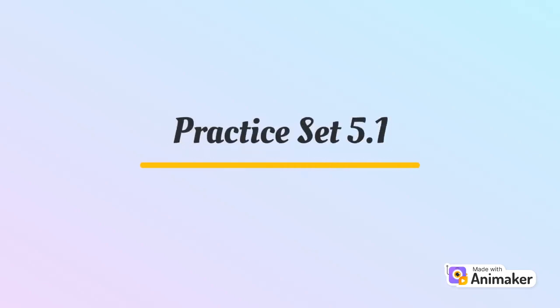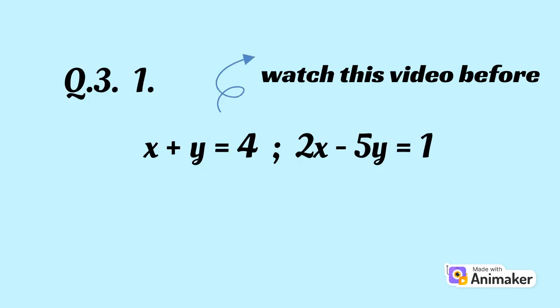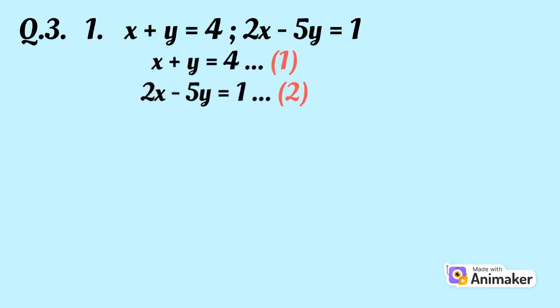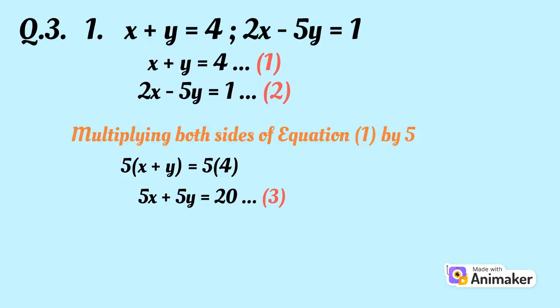Practice set 5.1. Question number 3. First one. By elimination method, we have our first and second equations. By multiplying both sides of equation 1 by 5, we got our third equation. Hence, we match the coefficients of y.